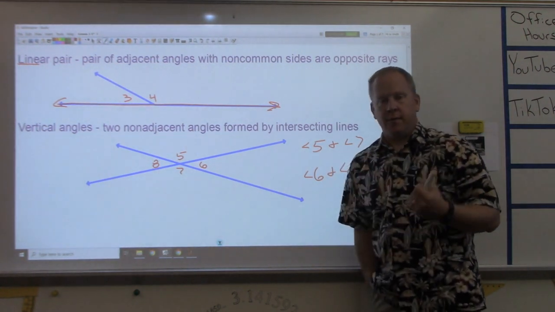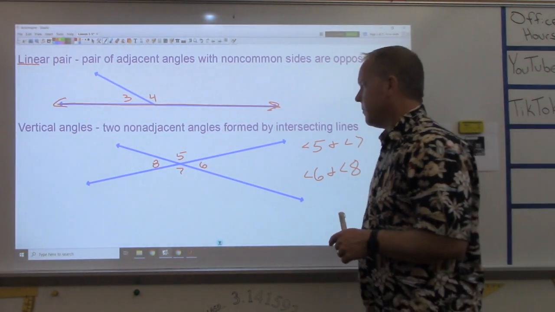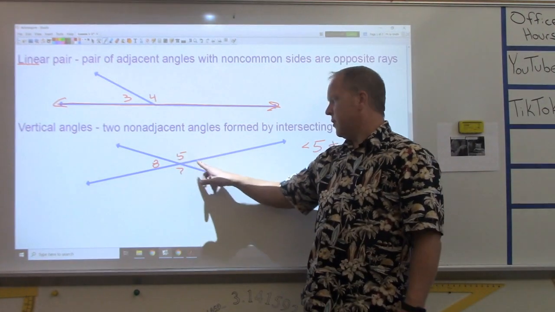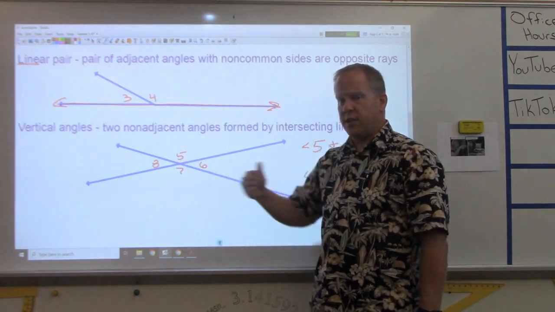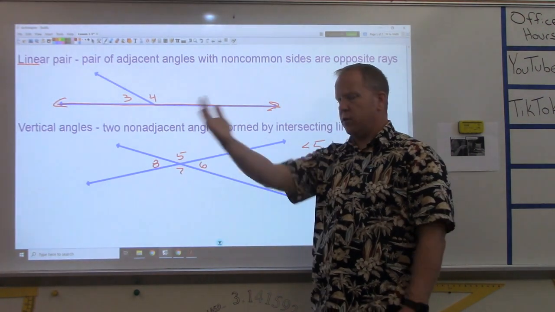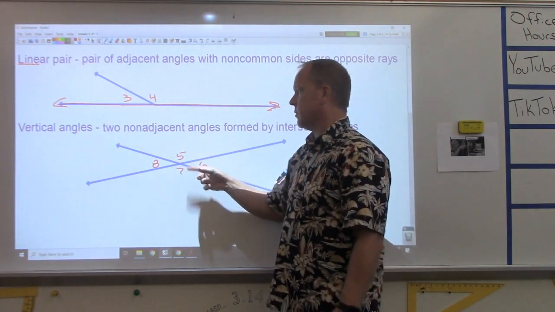Okay? If you're sitting at a lunch table and there's 4 of you at the table, okay? If you're sitting here, this friend is adjacent to you. He's right next to you. 7, the friend sitting across the table from you, he's sitting vertically. He's vertically straight across from you. So those are vertical angles. They're right across from one another.